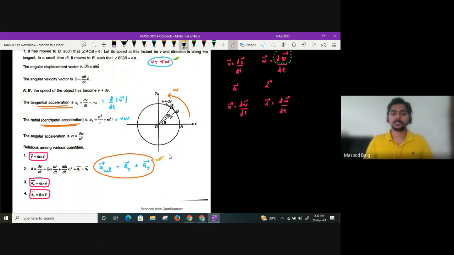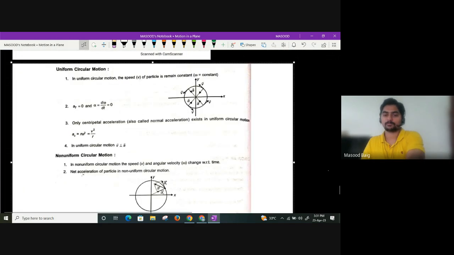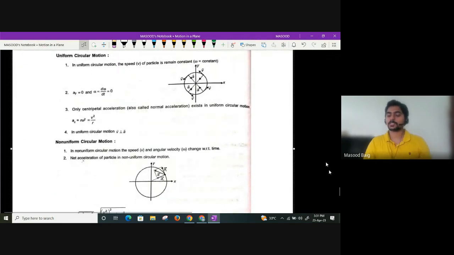Can it act on its own? No, it has to be provided. Whereas tangential acceleration may be there, may not be there. If speed is changing, tangential acceleration will be there. If speed is not changing, tangential acceleration will not be there. Clear, all of you? Yes or no? Based on whether speed is changing or not, we have two types of circular motion.